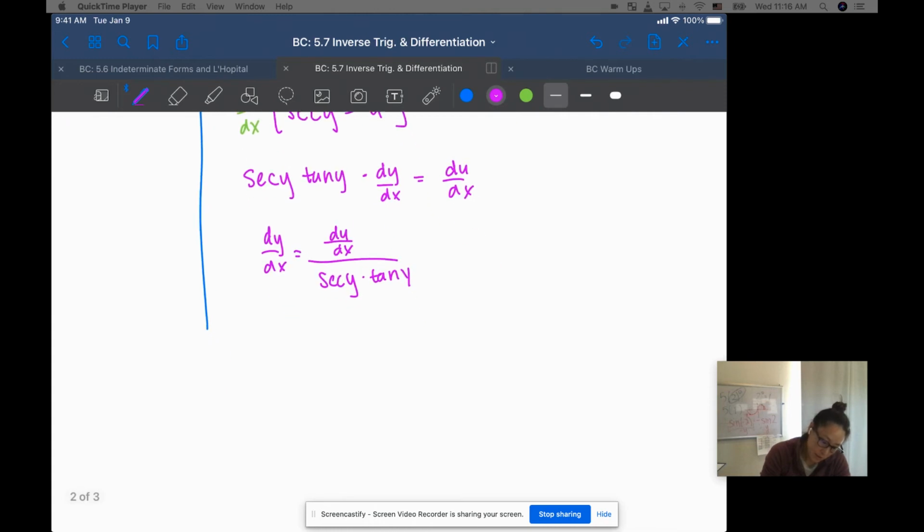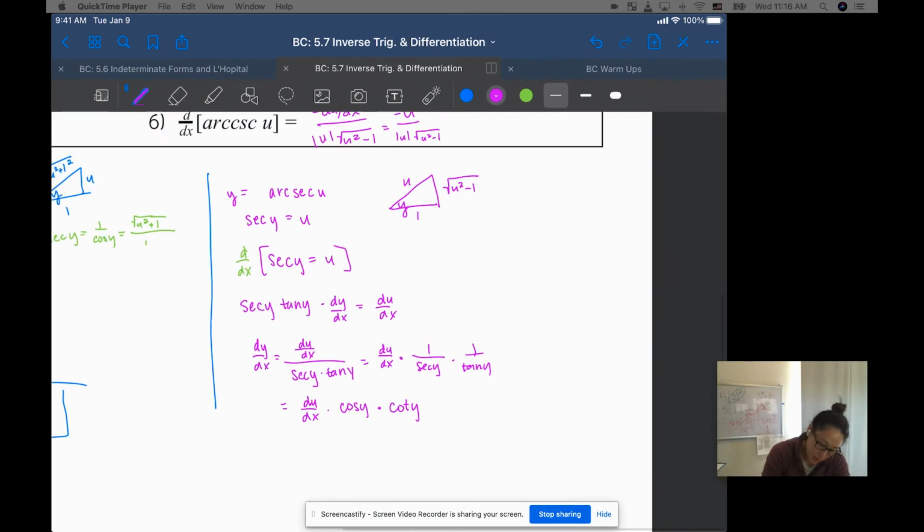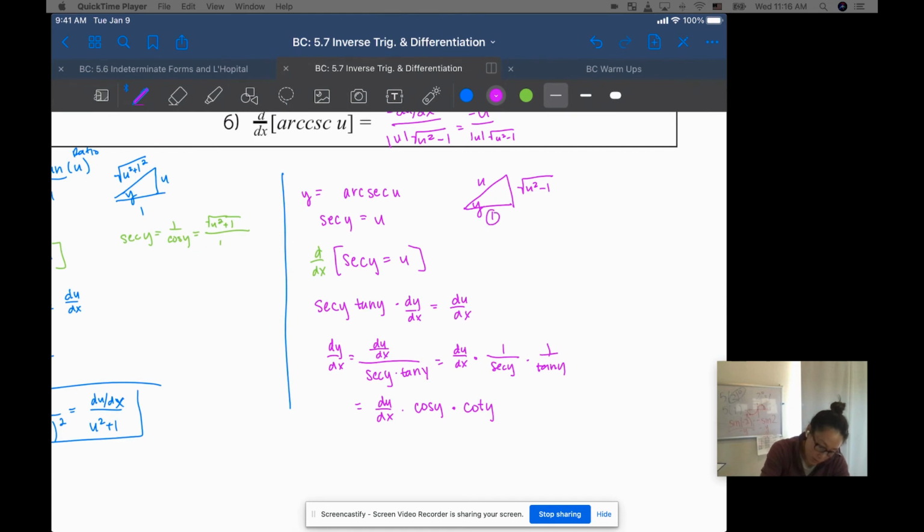I am going to make this a little bit easier on myself. I'm going to write this as du/dx times 1 over secant y times 1 over tangent y, which is equal to du/dx times cosine of y times cotangent of y. I just feel like those are easier than looking at the reciprocated form. Okay, so cosine y would be 1 over u.